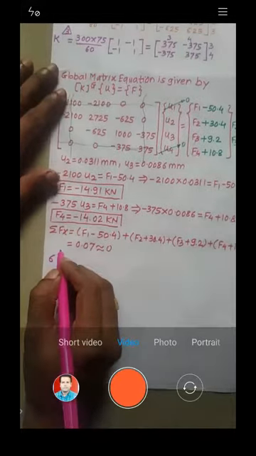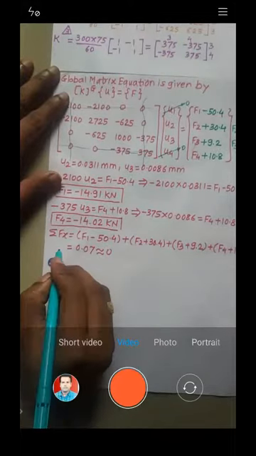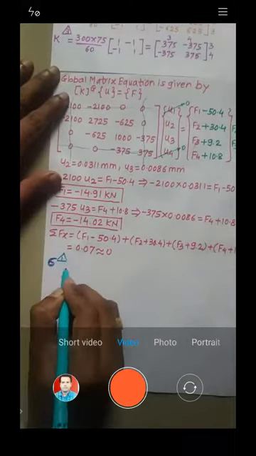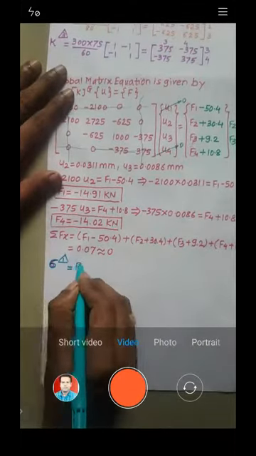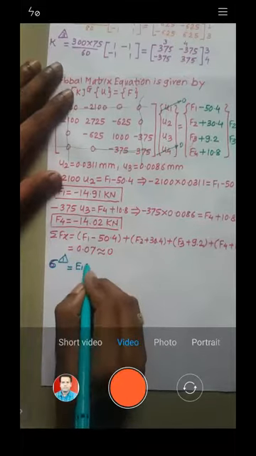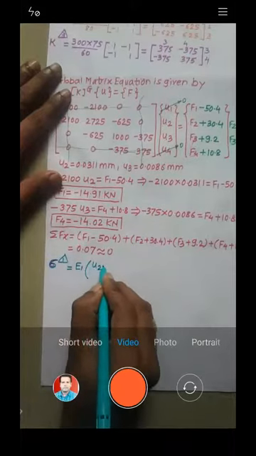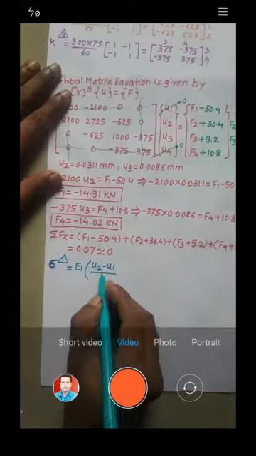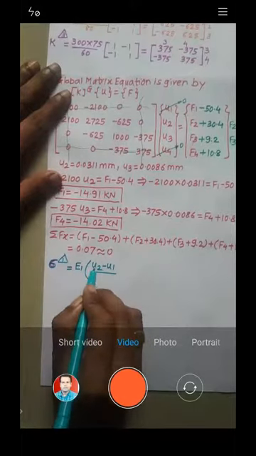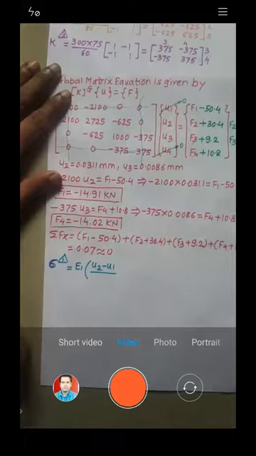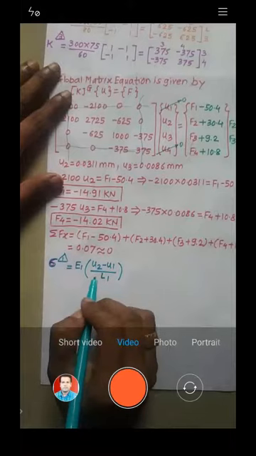Stress induced in element number 1 is given by the modulus of elasticity of element number 1, as you know, into strain. How will you calculate strain? It is change in length upon original length, right? So for element number 1, it is between node 1 and 2. So you will calculate displacement at node 2 minus displacement at node 1 upon its length, L1. This will give you the stress.